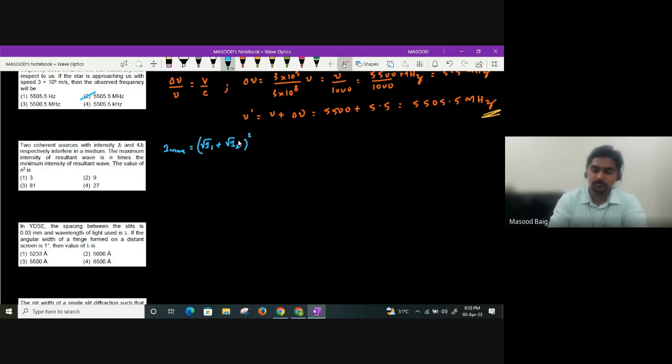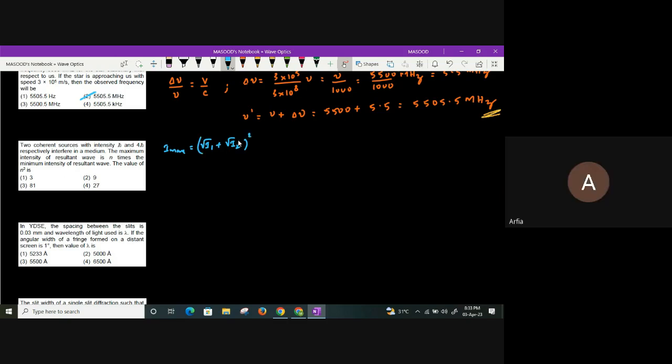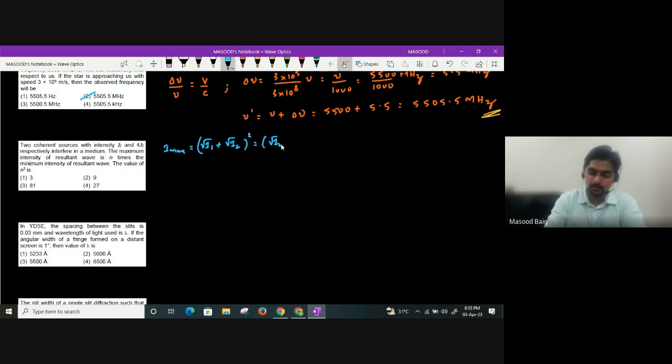Yes or no? Yes, sir. So what will you get this as? I'll get it as root I naught plus root 4 I naught whole square, which is 2 root I naught. So will I get it as 3 root I naught whole square, beta? Will I get this as 9 times of I naught maximum intensity?